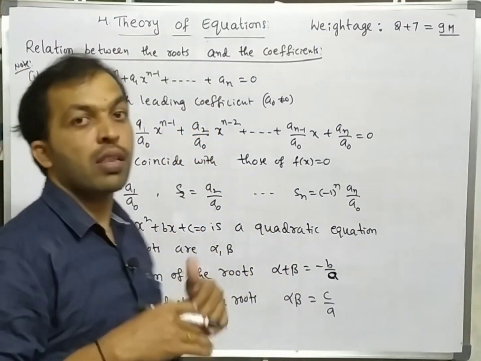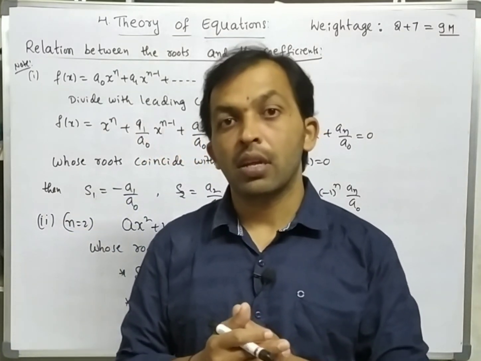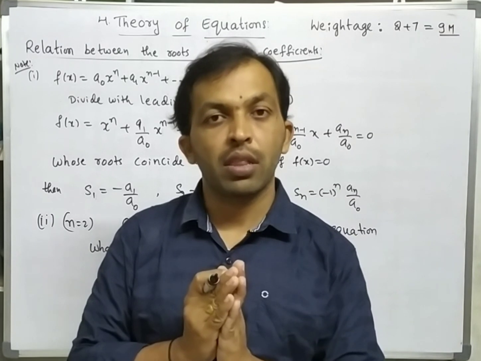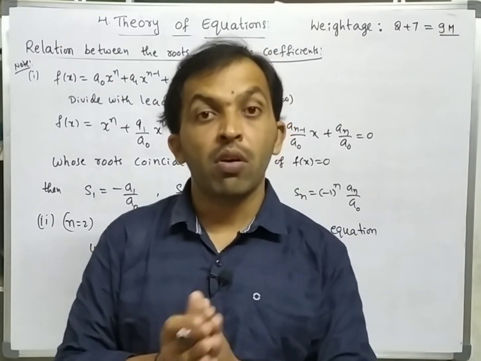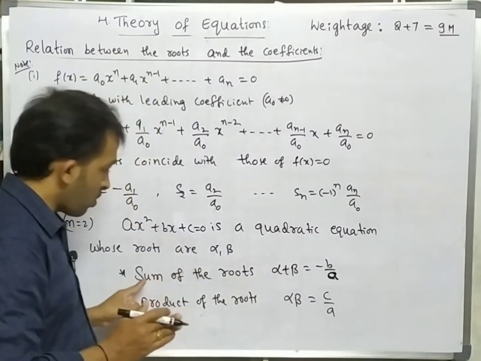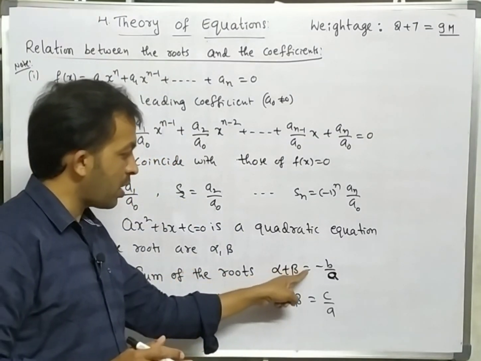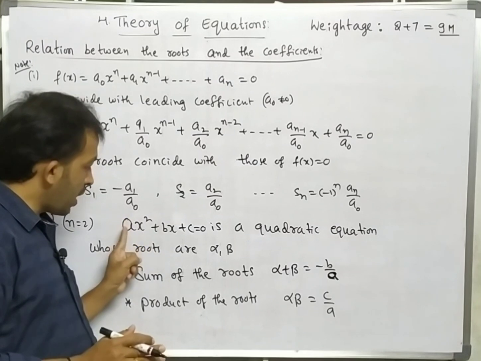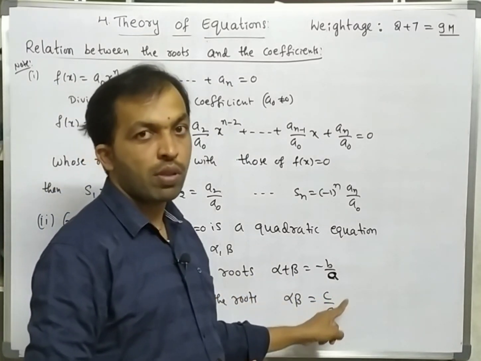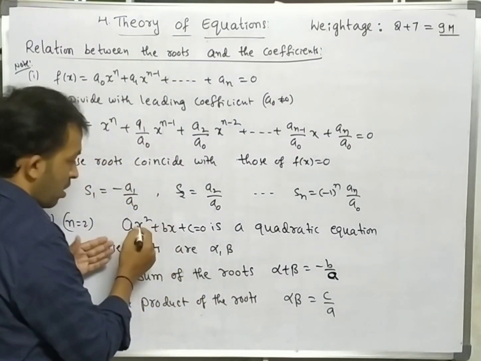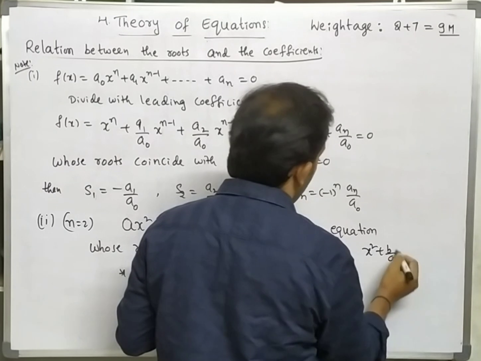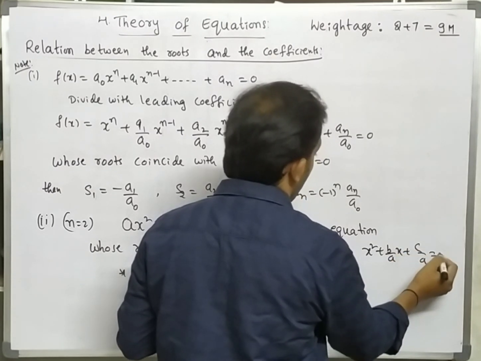And in 10th standard we have learned that quadratic equation ax square plus bx plus c is equal to 0 is a quadratic equation whose roots are alpha comma beta. Then sum of the roots alpha plus beta is equal to minus b by a, and product of the roots alpha beta is equal to c by a. So if we divide this polynomial with a, we will get x square plus b by a x plus c by a is equal to 0.